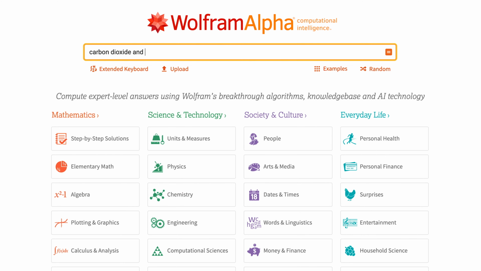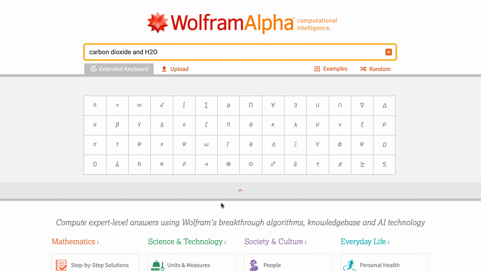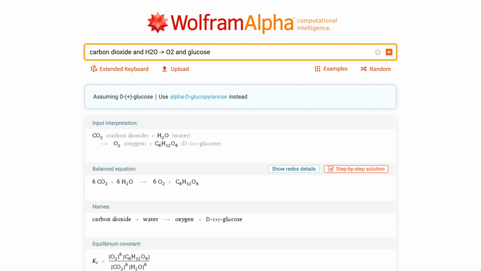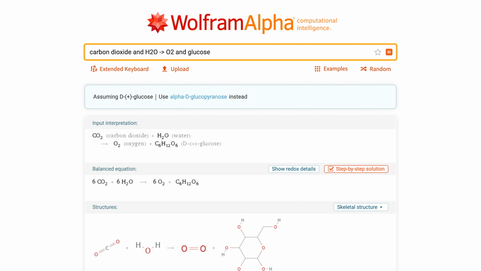For example, type carbon dioxide and H2O as reactants, then type the arrow using the extended keyboard or a hyphen and the greater than sign, and finally type O2 and glucose as products. Now press Enter. Wolfram Alpha will compute the answer.